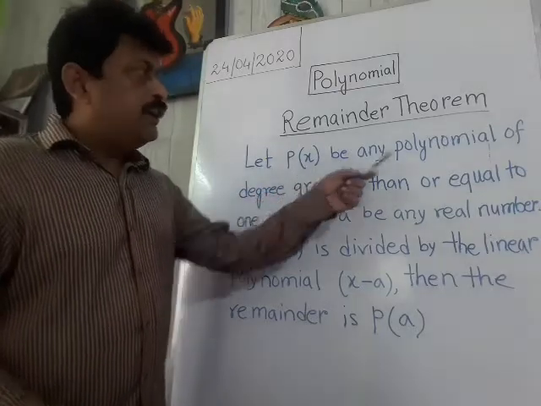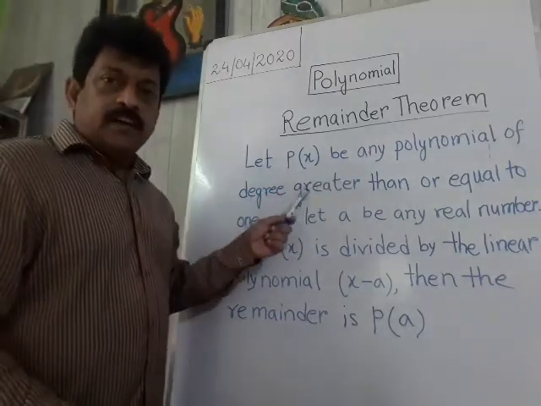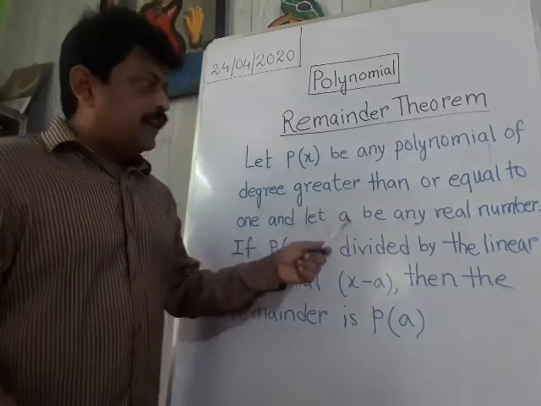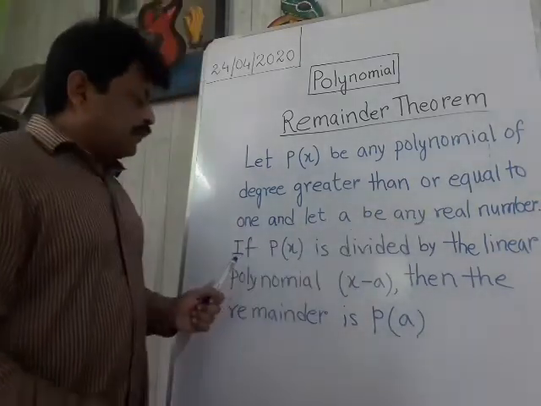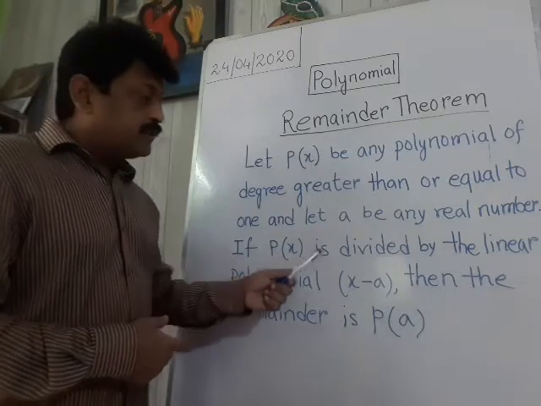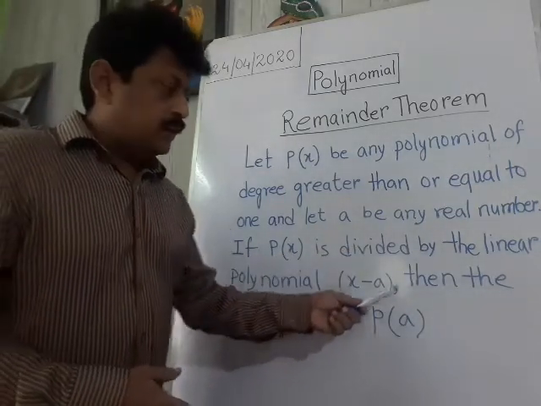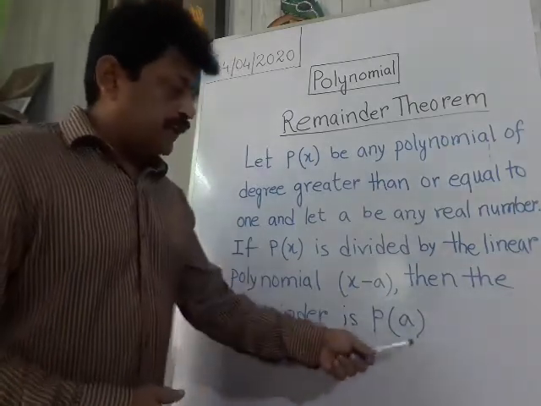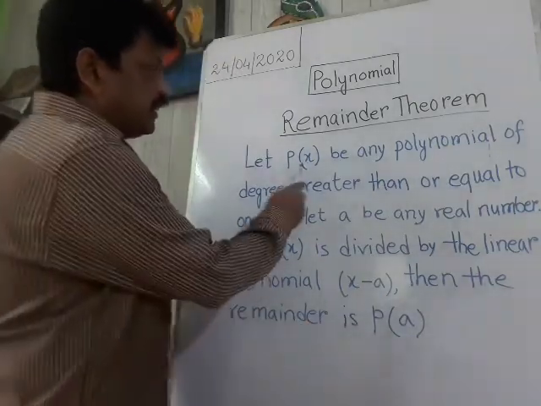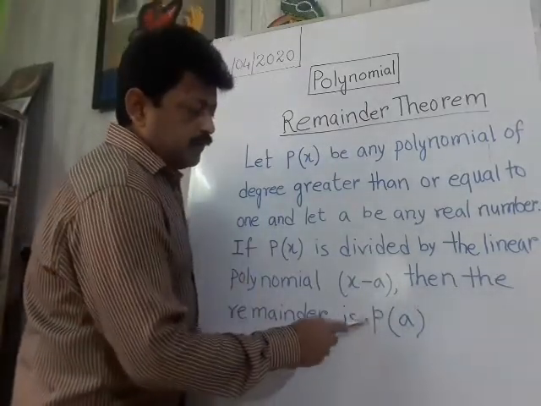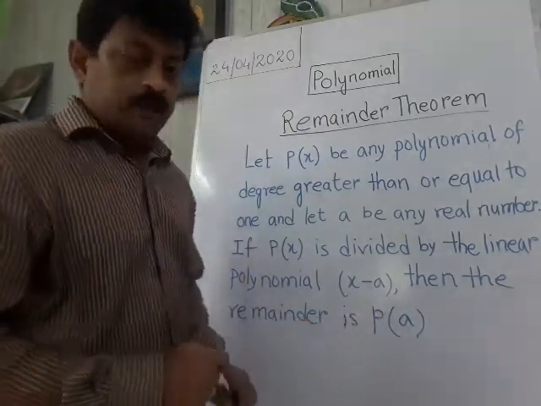So after doing all these divisions, we finally approach the remainder theorem, which says that if p(x) be any polynomial of degree greater than or equal to 1 and let a be any real number, now if p(x) is divided by the linear polynomial x minus a, then the remainder is p(a). Means if p(x) is the polynomial and it is divided by x minus a, then the remainder will be p(a).